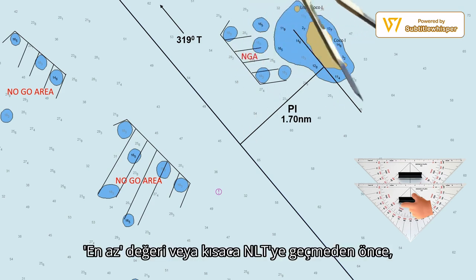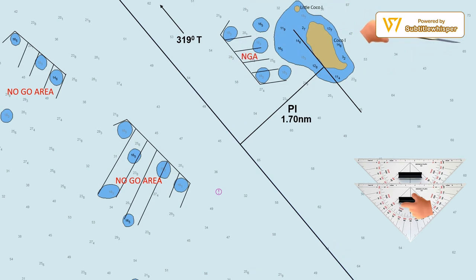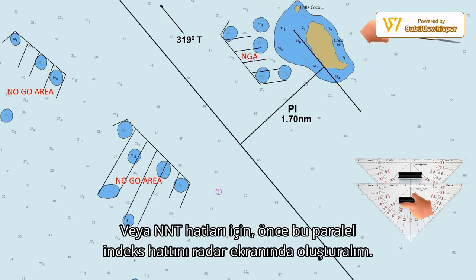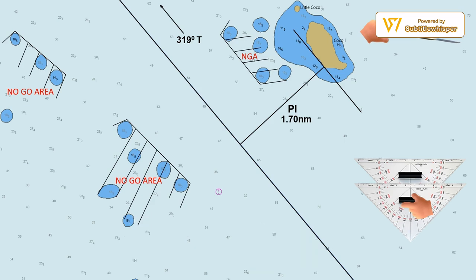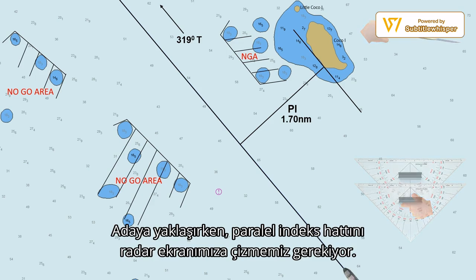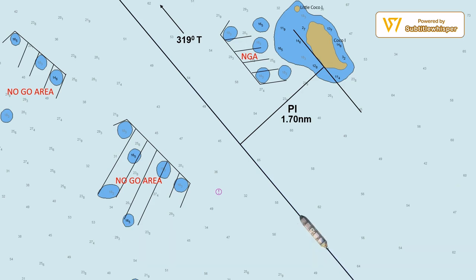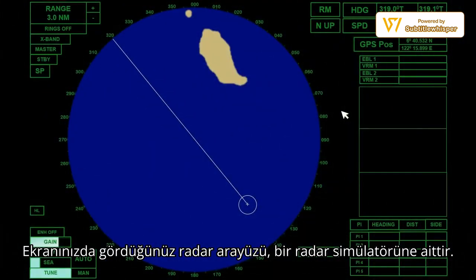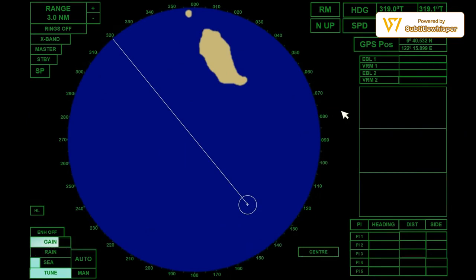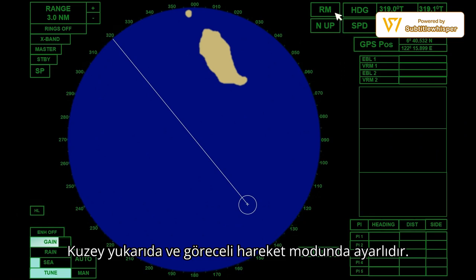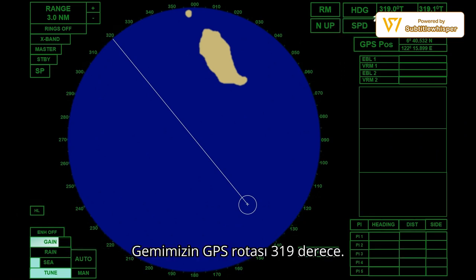Before I discuss the not less than or NLT, and the not more than or NMT lines, let us set this parallel index line first to the radar. Upon approaching the island, we need to set the parallel index line to our radar. The radar interface that appears on your screen is an image from a radar simulator. It is set to relative motion, with north up. The ship's GPS heading is 319 degrees.